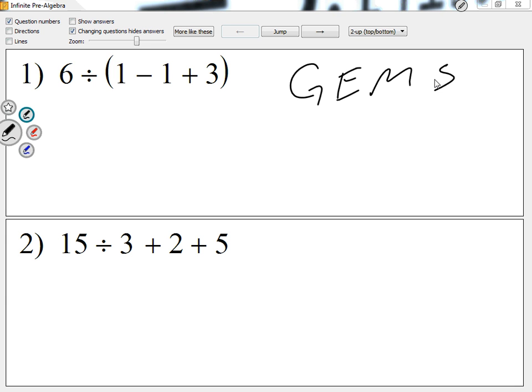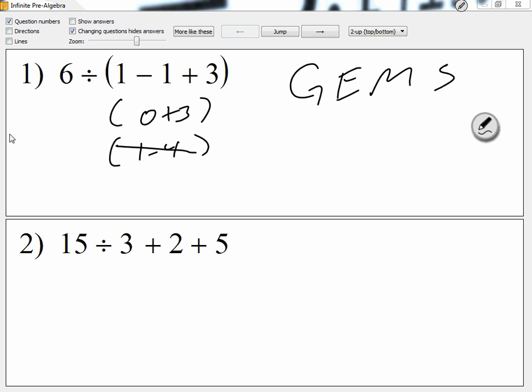If I look at number one, that group, that parentheses, could be considered two different cases. It could be looked at as 0 plus 3 or 1 minus 4, which are two different answers. For this case, since we have to go from left to right, I have to do the 1 minus 1 first, so that one is a 0 plus 3 in parentheses. How much is 0 plus 3? 3. So that whole parentheses is 3. Notice that I went from left to right inside the group.